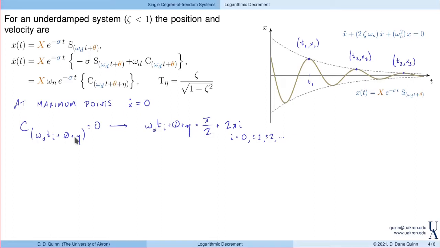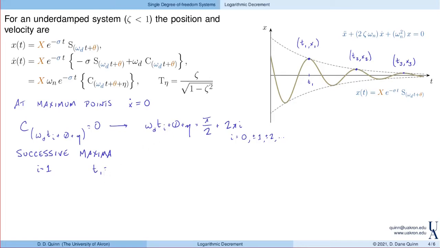We also know that this vanishes when the argument here is minus pi over 2, and that would correspond to the minimum. Here I'm only focused on the maximum, which is why I'm only taking this value as pi over 2, plus, again, 2 pi. Let's look at successive maxima, so maybe T1 and T2. Here, T1 corresponds to i equal to 1, right?